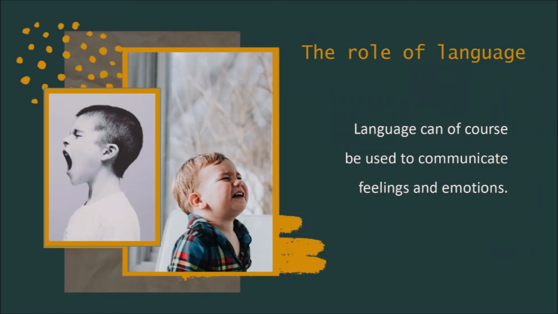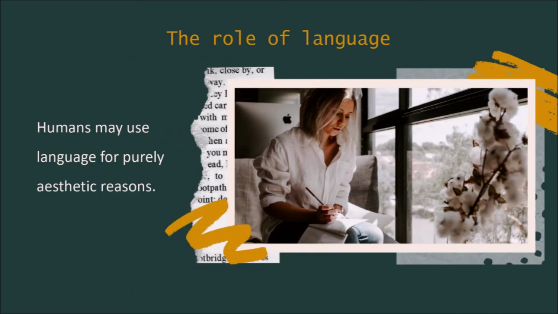The second is that language can of course be used to communicate feelings and emotions. Humans, like other primates, can convey emotions via screams, grunts, sobs, gestures, and so on. The last is that humans may use language for purely aesthetic reasons. In writing poetry, for example, people manipulate words in the same way as they might model clay or paint a picture, or they may talk in order to release nervous tension, a function seen when people mutter to themselves in anger and frustration.